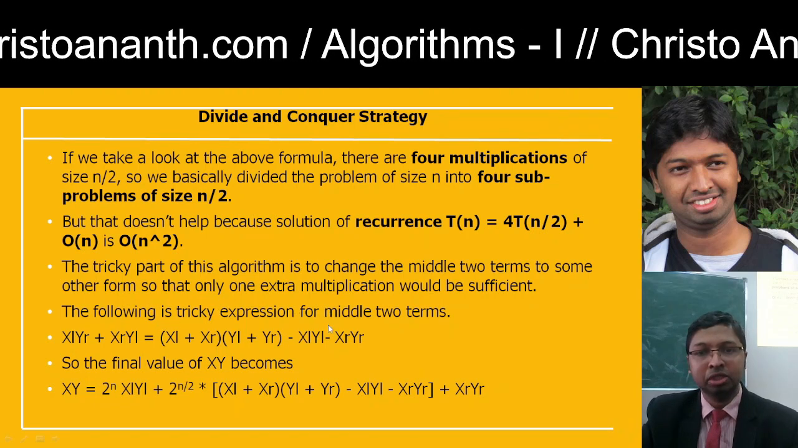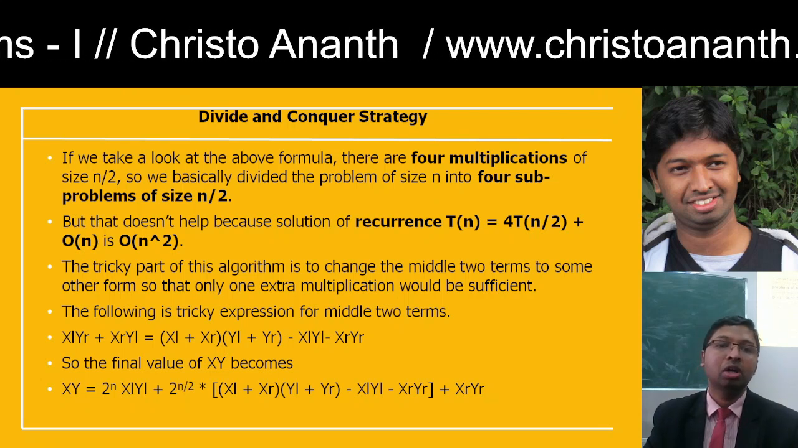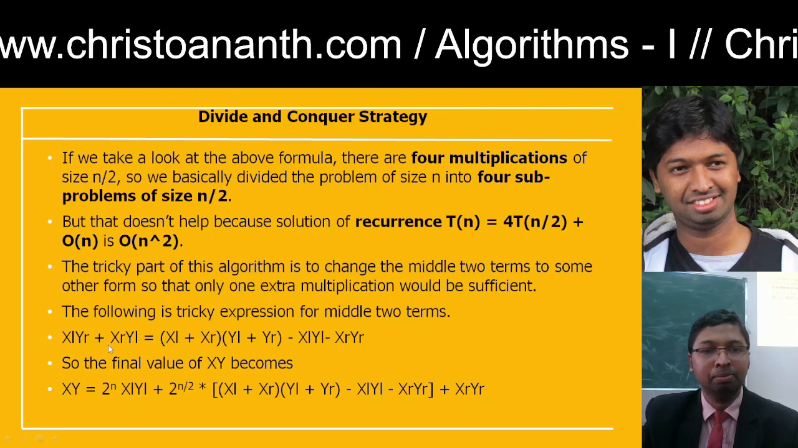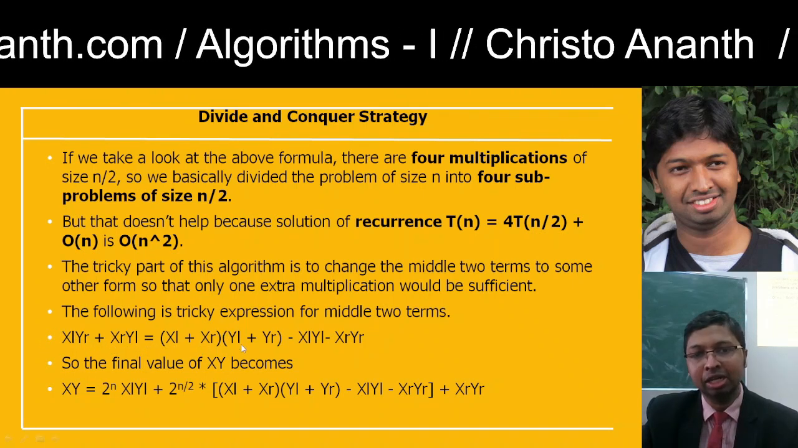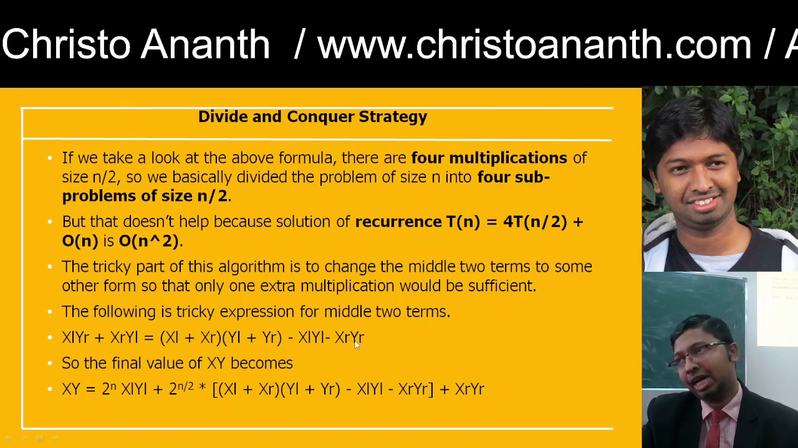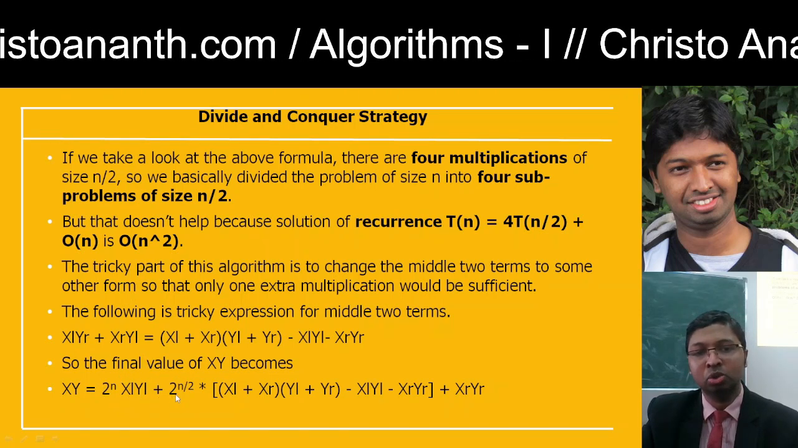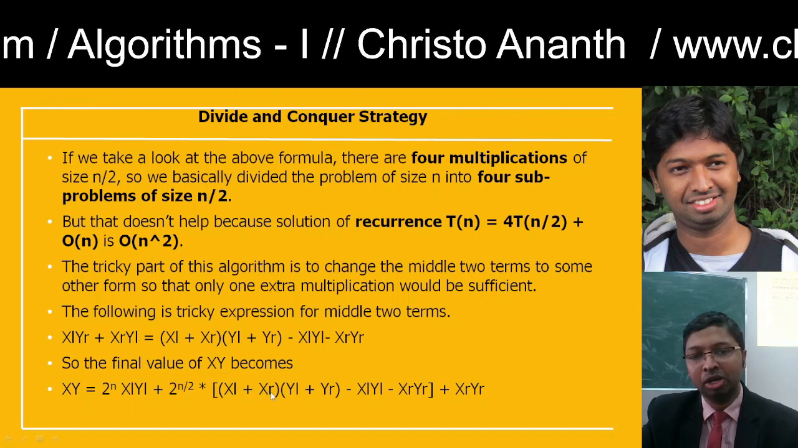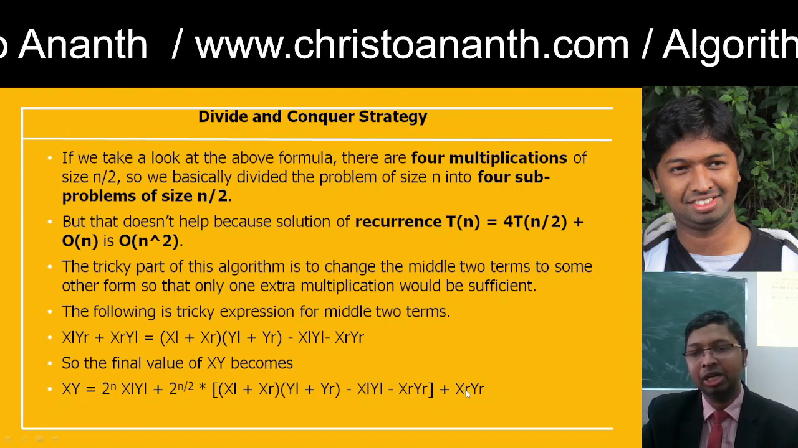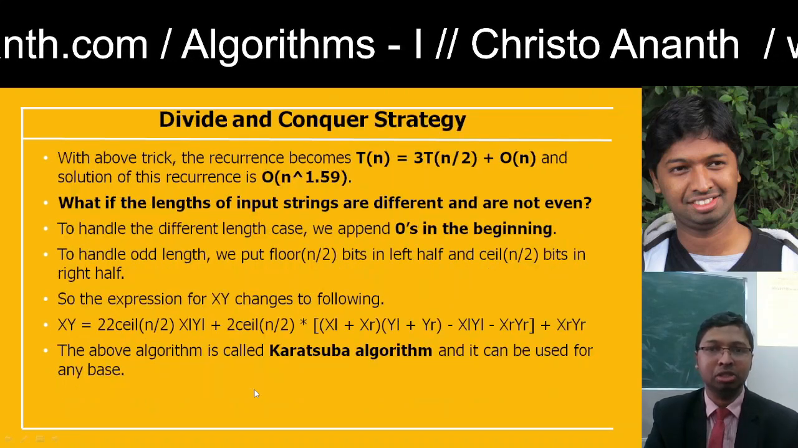So what we do is change the middle two terms into another form so that only one extra multiplication is sufficient. Here xl yr plus xr yl equals (xl plus xr) multiplied by (yl plus yr) minus xl yl minus xr yr. So the final value becomes 2 power n xl yl, plus 2 power n by 2 multiplied by ((xl plus xr)(yl plus yr) minus xl yl minus xr yr), plus xr yr. This is the divide and conquer strategy that we use.